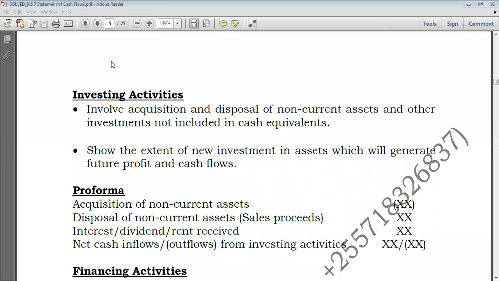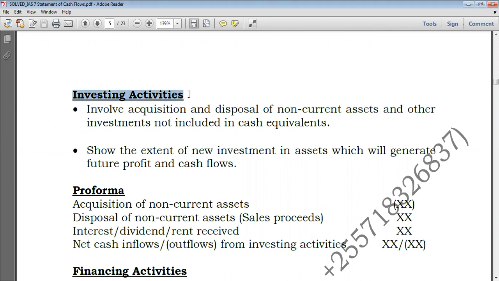Hello everyone, welcome again to I7, the statement of cash flows. And today we're just going to take a look at investing activities as well as financing activities before we go deep into how to solve the question. All right, let's now go.